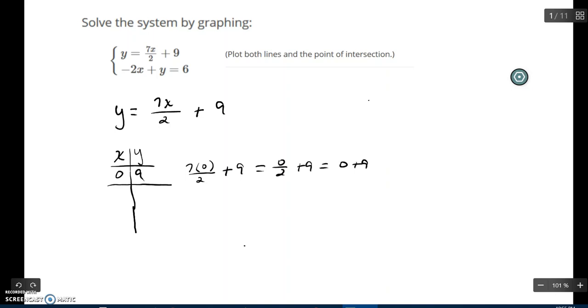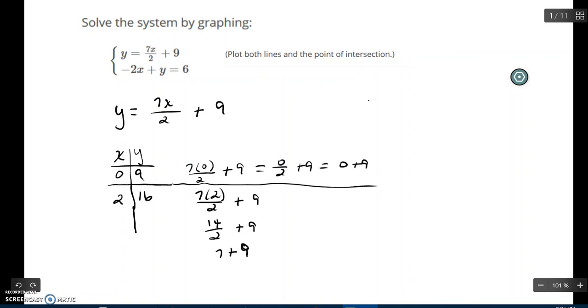Now it seems reasonable to plug in 1 for x next, but then I would have 7 over 2 plus 9. 7 times 1 is 7, so I don't want to deal with 7 halves plus 9. Just plug in 2, that'll make the fraction go away. And if we do that, let's see what happens. We end up with 7 times 2 over 2 plus 9, which is 14 over 2 plus 9. And 14 divided by 2 is 7 plus 9, and that's 16.